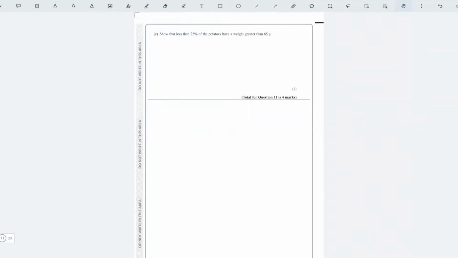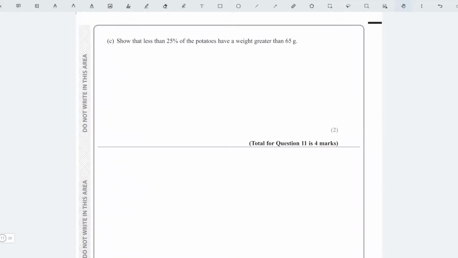Next question, still to do with this. It says, show that less than 25% of the potatoes have a weight greater than 65 grams. Right, so 25% of 60 equals 15. Then 25% of the potatoes have a weight greater than 65 grams. So what am I going to have to do?